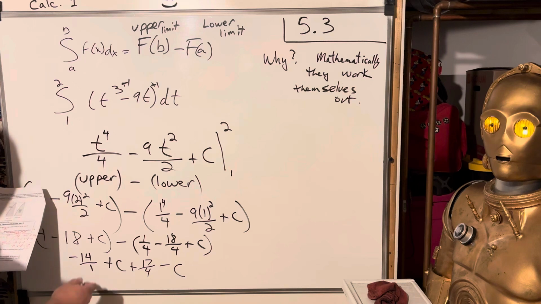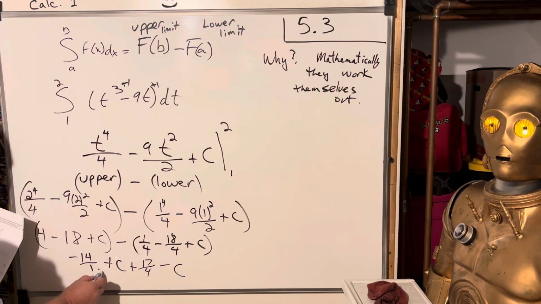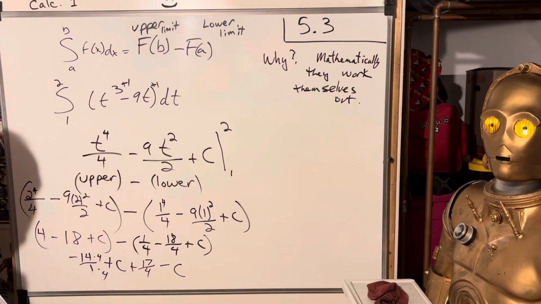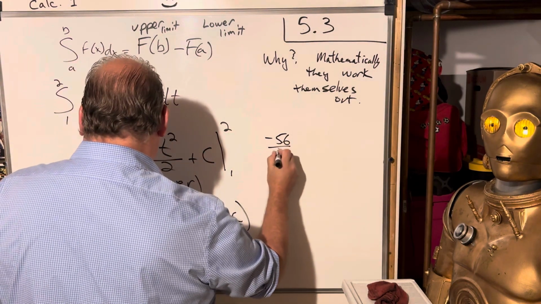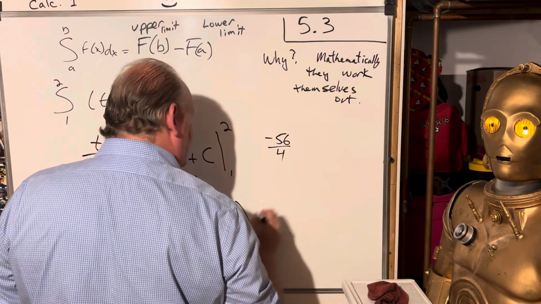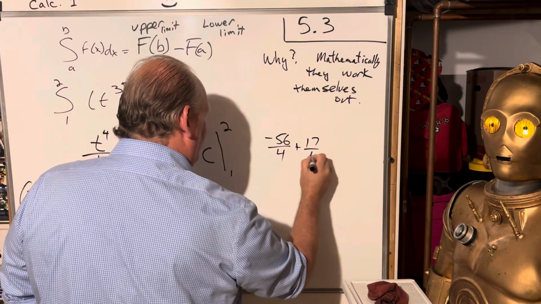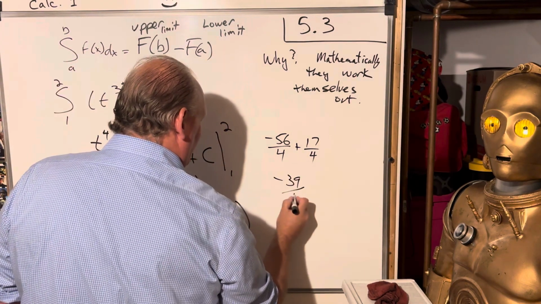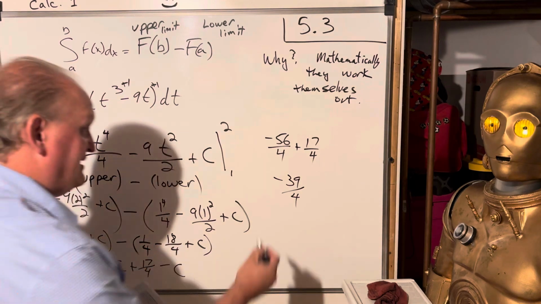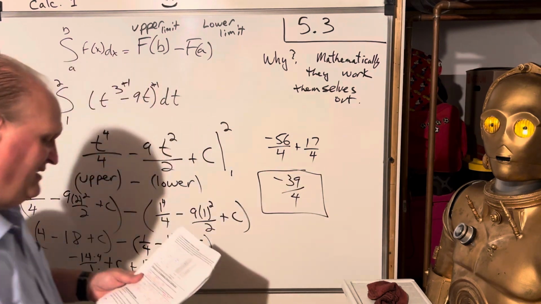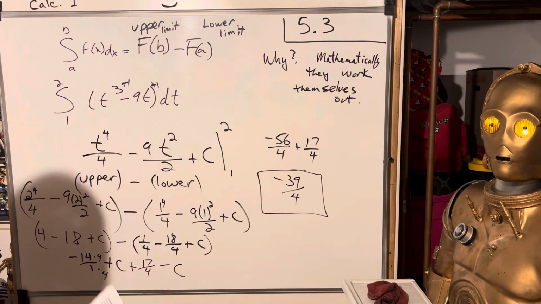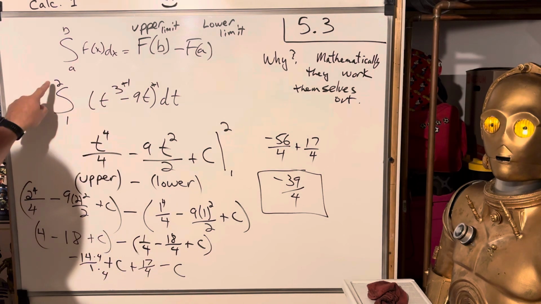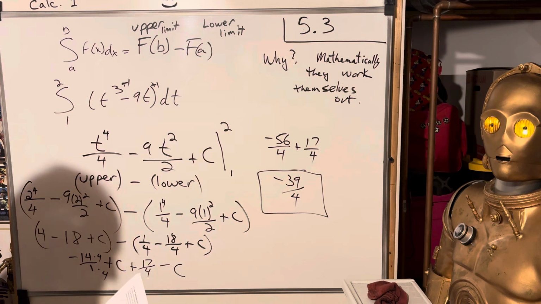And then I got to get this into fourths. So what are we looking at here? Times 4 is 4, negative 56 fourths. And then the plus c and the minus c die, and then plus 17 fourths. So negative 39 fourths. And that's what it turns out to be. That is the exact area under that curve from 1 to 2, negative 39 fourths. And we'll talk about how that could be negative as we continue.